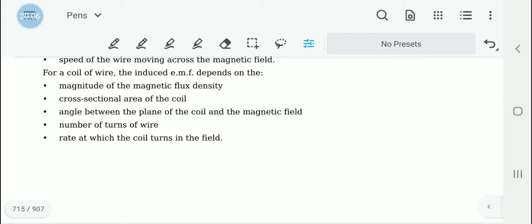Then leave a line and write, for a coil of wire: number 1, magnitude of the magnetic flux density; number 2, cross-sectional area of the coil; number 3, angle between the plane of the coil and the magnetic field; number 4, number of turns of wire; number 5, rate at which the coil turns in the field.